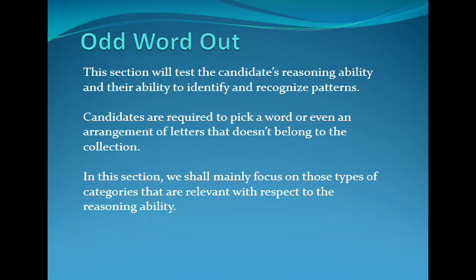So in this particular section, as is written in the explanation, it tests the candidate's reasoning ability to identify and recognize patterns. That is, you get a set of words, maybe 4 words or 5 words, and you need to find out one particular word which is out of context in terms of relationships. So let us have a look at an example so you can understand better.